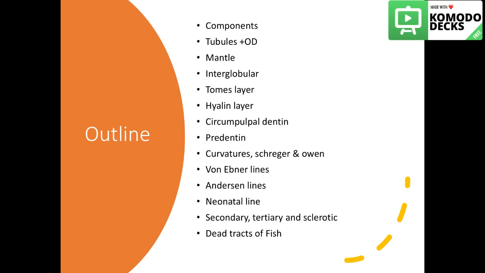We call them in the lecture Schreger and Owen lines. The incremental lines of dentin, which we call in the lecture von Ebner's lines and Andresen lines, the neonatal line, which is one kind of Andresen lines. Also, we will talk about and see some histological slides that discuss the physiological and pathological dentin formation, like secondary, tertiary, and sclerotic dentin, and some phenomena that can be seen in the dentin, like the dead tracts.